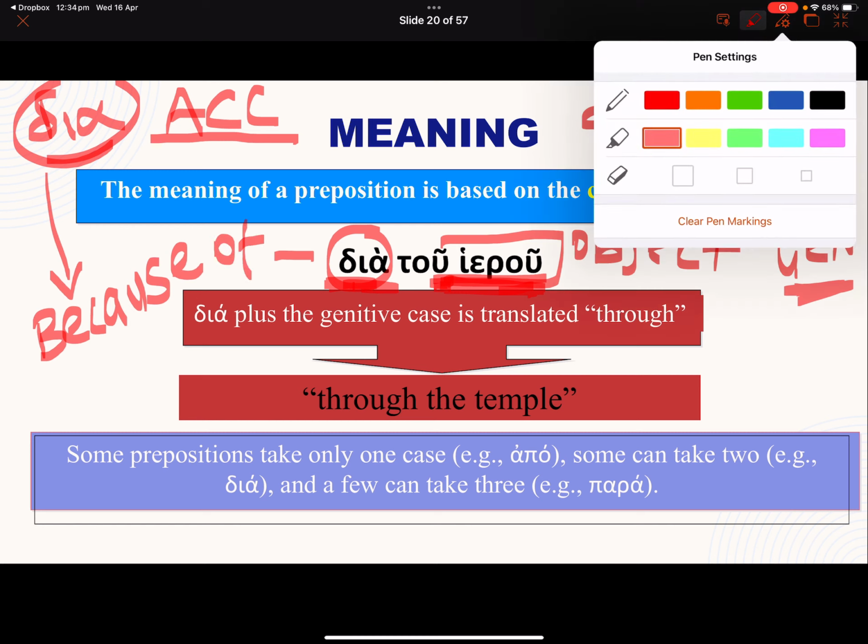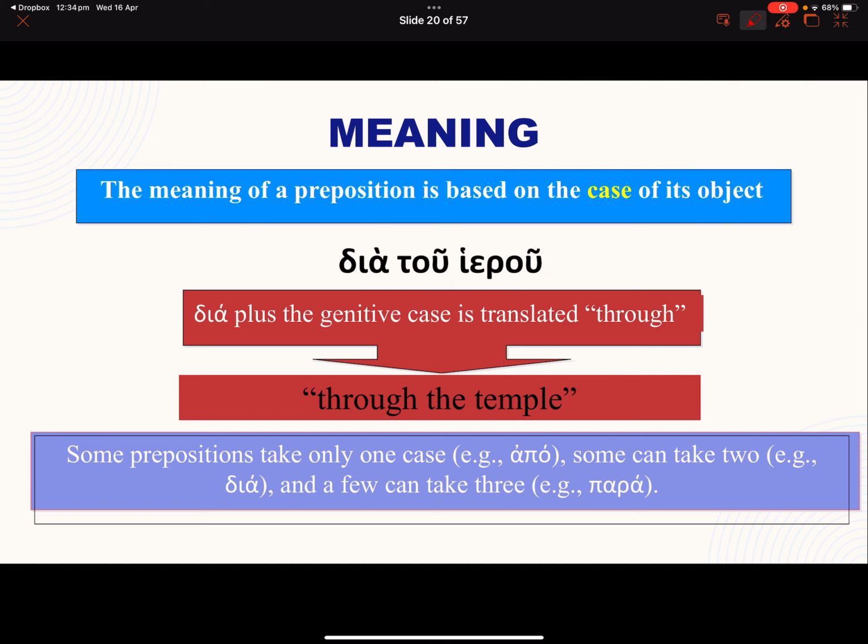Okay, but back to the sentence that we've got in front of us. The translation here would be through the temple, through the temple. This section is obviously not a complete sentence, but it is a phrase, and so we would call this our prepositional phrase.